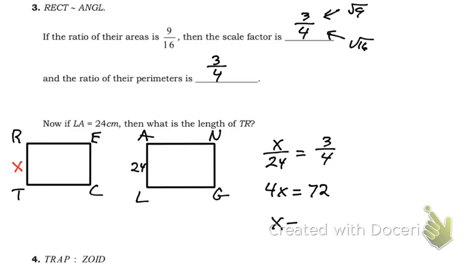So X is going to equal 72. In other words, our TR. Oh, I'm sorry. I didn't actually do the division. 18. That means our TR is going to equal 18. Did we have centimeters or anything? Yes, we did. So we should say 18 centimeters.